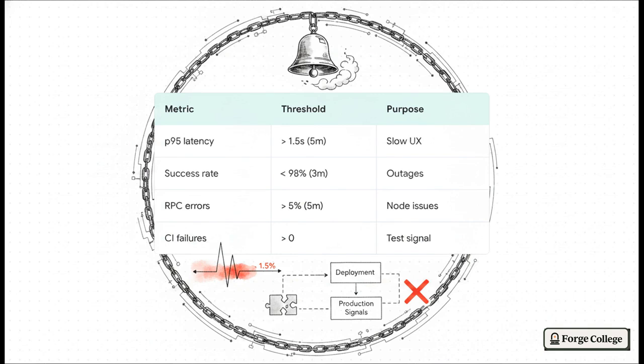An RPC error rate creeping above 5% for 5 minutes? That points to a severe node problem that's going to block your smart contract interactions. And it goes without saying any CI test failure in the latest run needs to be instantly correlated with your production signals, just to check if a recent deployment accidentally broke something.